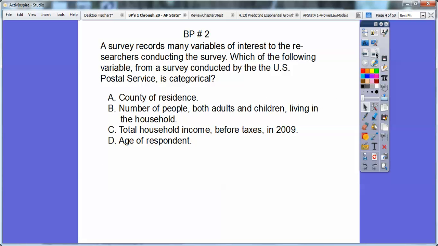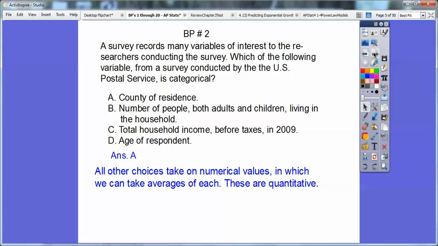All right. A survey records many variables of interest to the researchers conducting the survey. So which of the following variables from a survey conducted by the United States Postal Service is categorical? Categorical is things that don't deal with numbers. All the ones that we can average, like this one and this one, are quantitative. So choice A is the only categorical one.